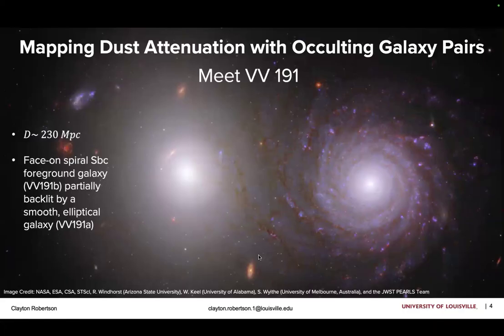So the distance of the foreground galaxy is around 200, so VV191, sorry, let me back up a tiny bit. VV191, their distance is around a redshift of 0.05, which equates to around 230 megaparsec away.